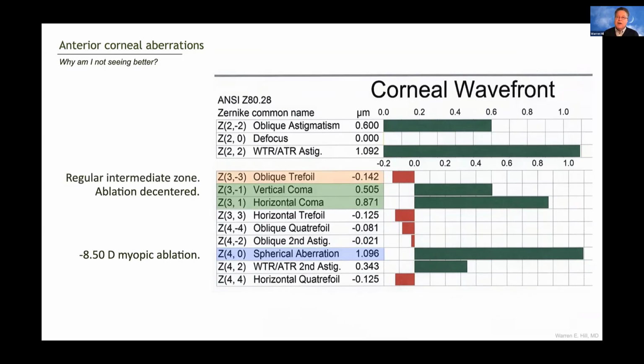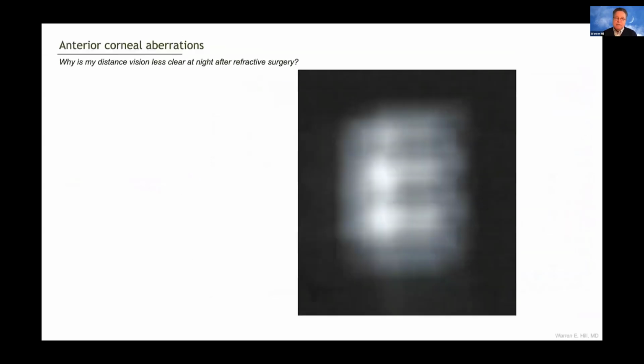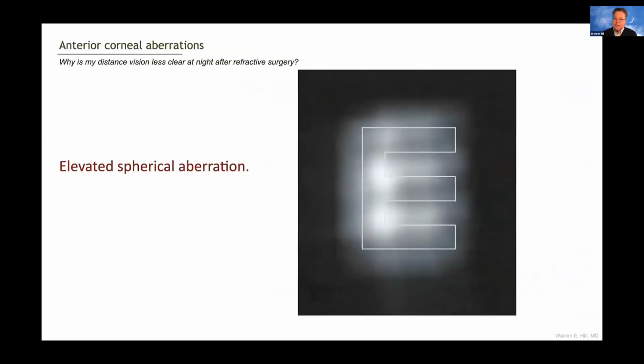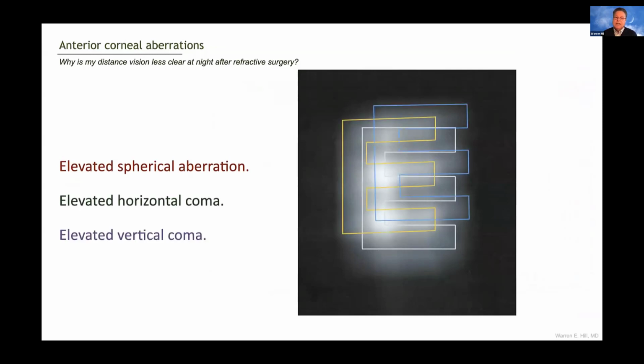This really isn't that hard. Again, it's just unfamiliar. So here's their 6mm image simulation. There's their elevated spherical aberration. There's their elevated horizontal coma. And here's their elevated vertical coma. So these eyes are multifocal and they create different images due to the different aberrations.